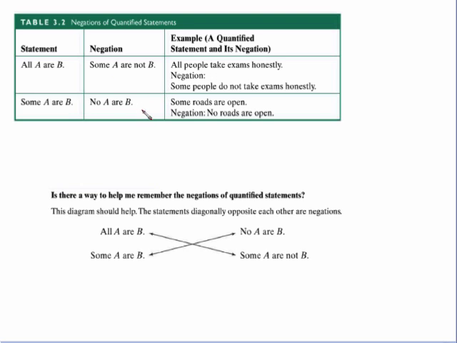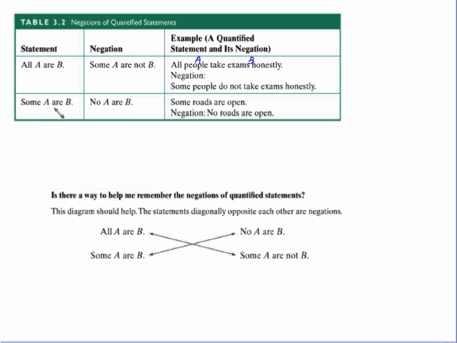So here's our little chart. If you have the statement all A are B, the negation is some A are not B. So here's an example. All people take exams honestly. All people, that's our A, take exams honestly is our B. The negation of that is some A, which is some people, do not take exams honestly.